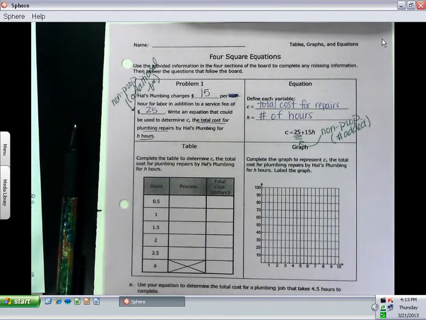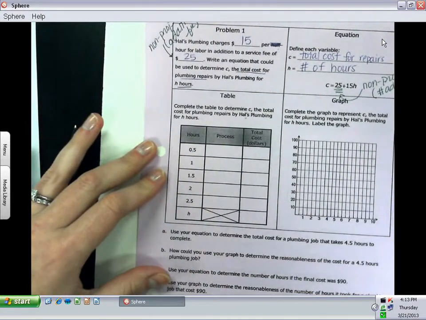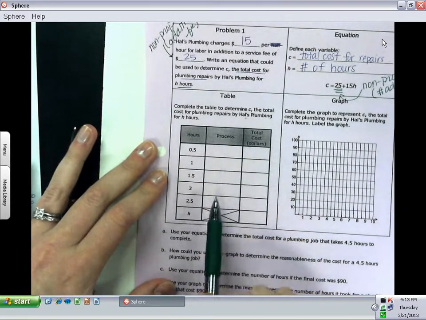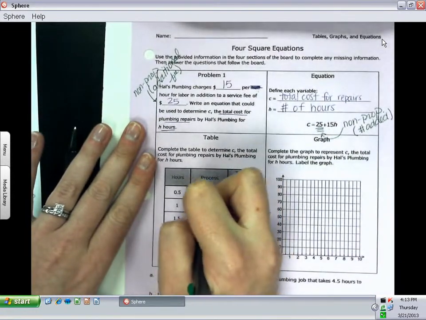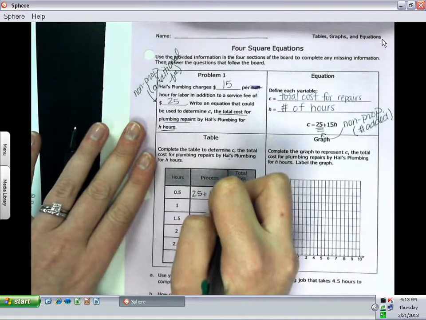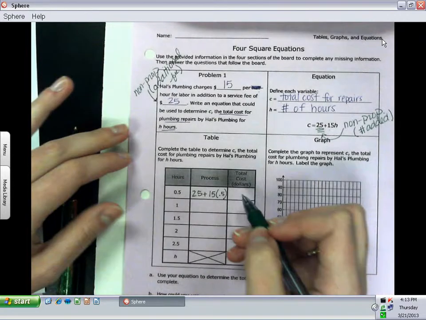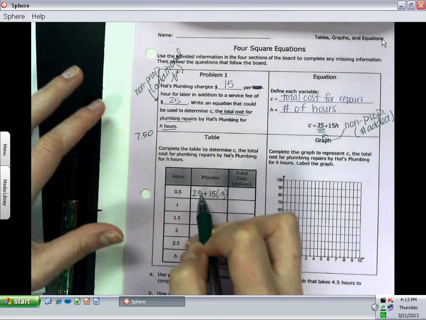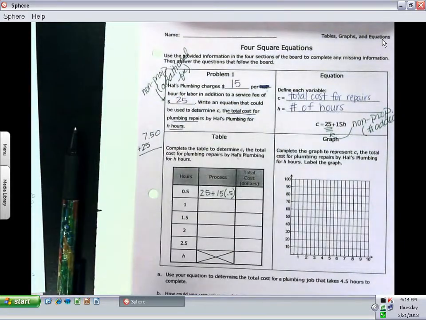So we filled out the first 2 boxes. We now need to go fill out the table. We can't make a graph until we have our table complete. So it says complete the table, determine C, the total cost of plumbing for house repair, for H hours. So we have our hours, we have our costs, and we have our process. So we're going to use the equation up here in order to fill in the process column. So it's 25 plus 15 times 0.5. And if I think about 0.5 as 1/2, and I think about half of 15, well, half of 15 is $7.50. But you also have to pay that service fee of $25, so you need to combine those together.